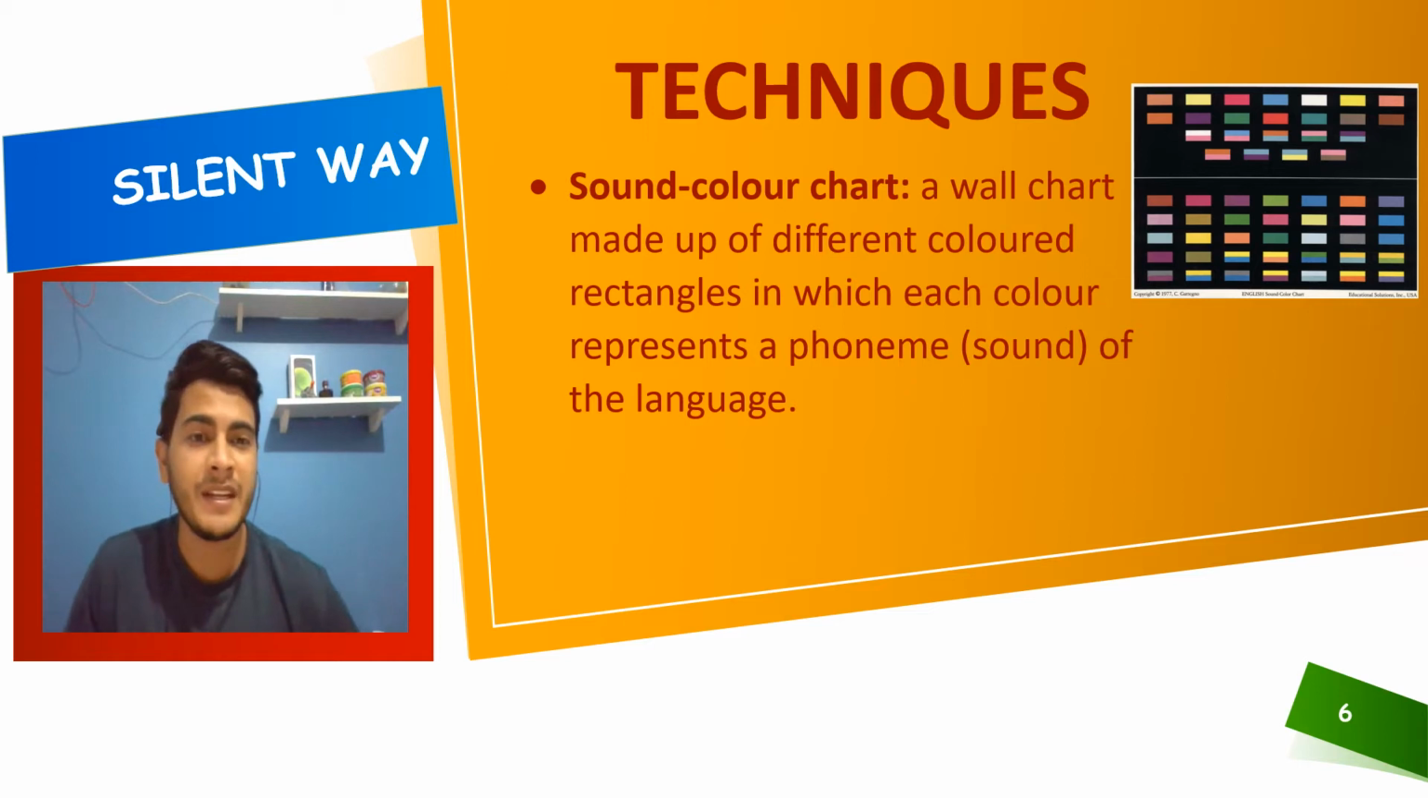The Silent Way techniques. The sound color chart: a wall chart made of different color rectangles in which each color represents a phoneme, a sound of the language. So each color represents a particular sound, and when you see this color, you already know what sound you have to pronounce, right?